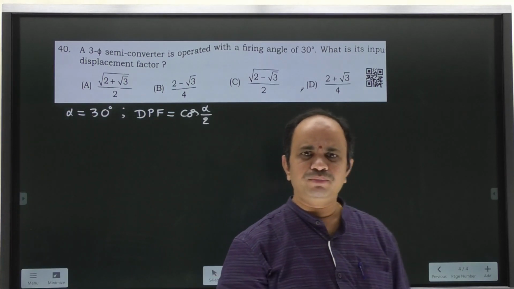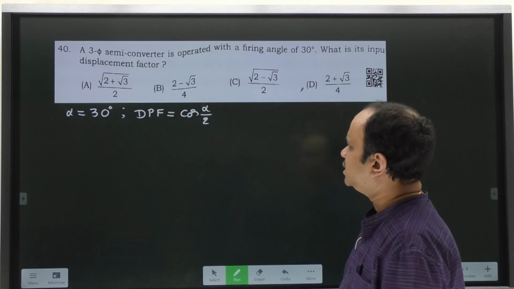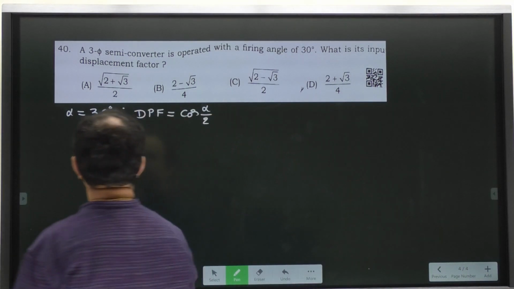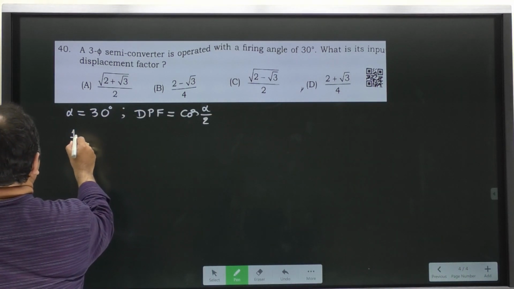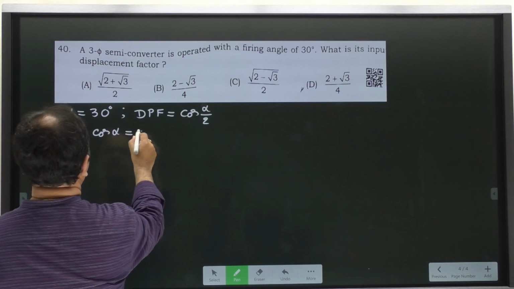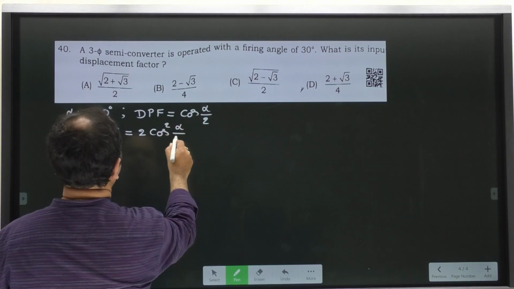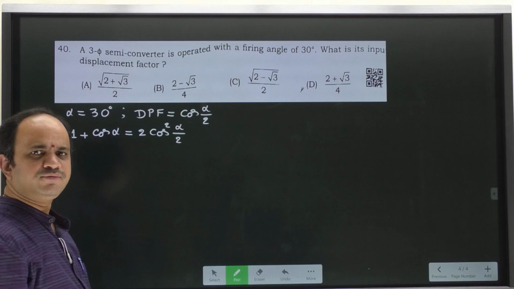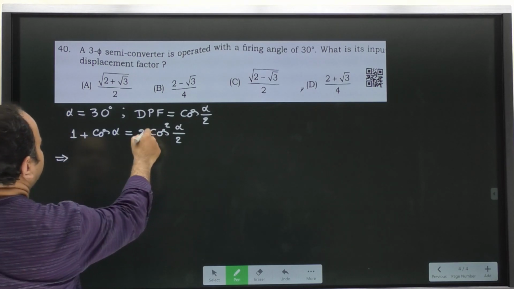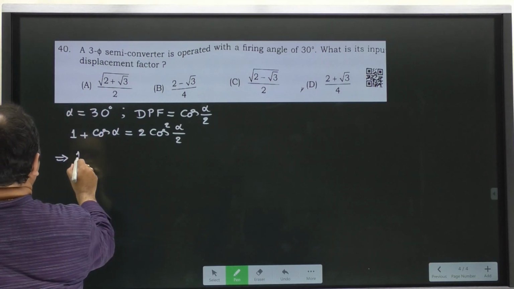The question is very simple, but the data is given in such a way that you need a little bit of calculation. If you have a small trigonometric concept, you can do this problem. From trigonometry, 1 plus cos alpha is equal to 2 multiplied with cos square alpha by 2. Therefore from this we need to find the value of cos alpha by 2. So let us substitute the values here.